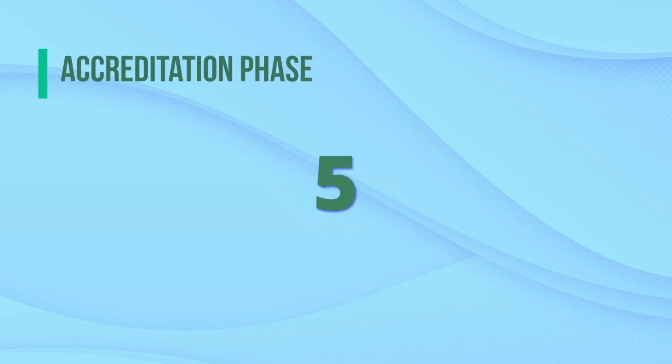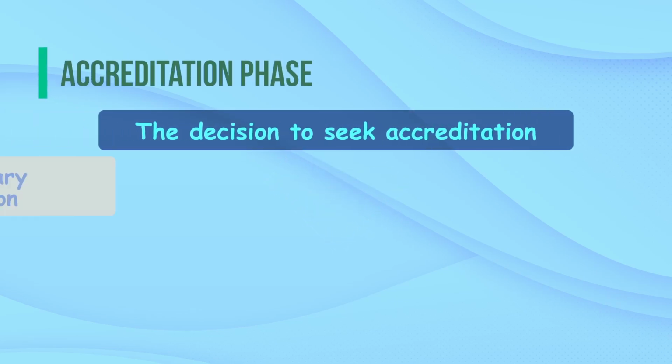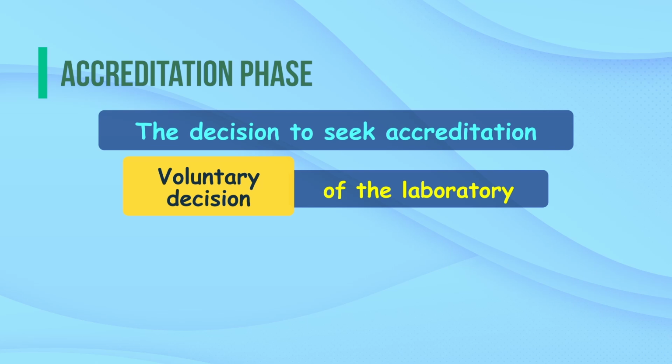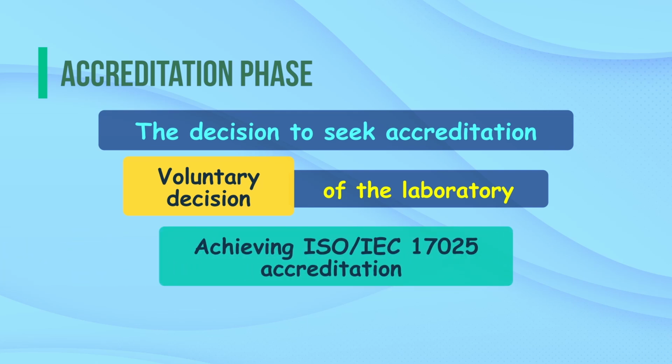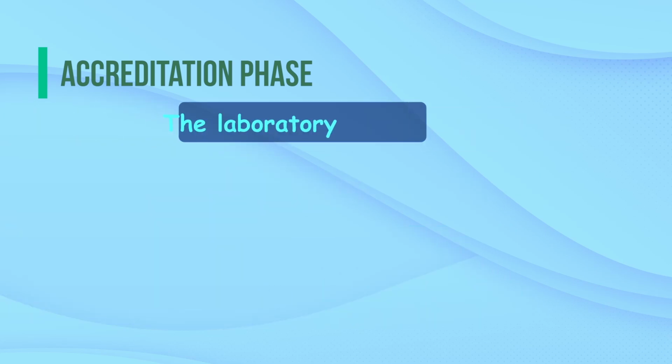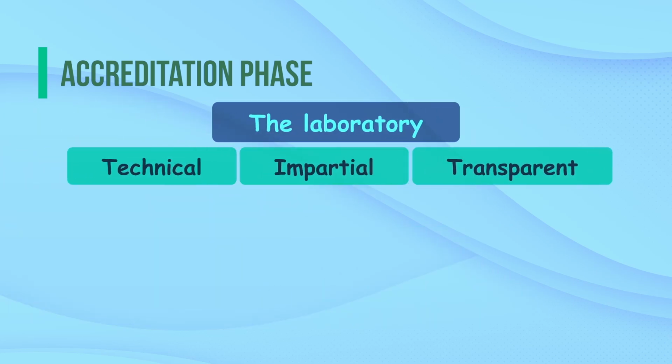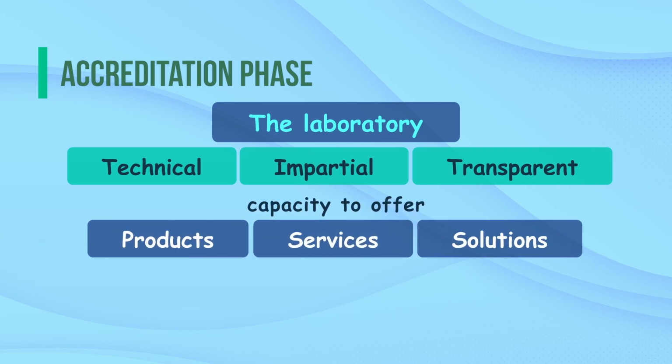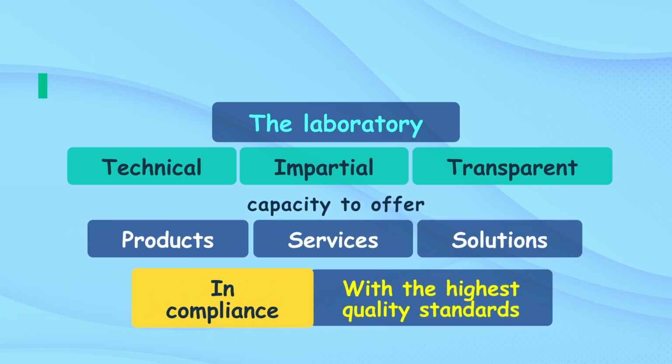5. Accreditation phase. The decision to seek accreditation is a voluntary decision of the laboratory, which strengthens and adds value to the brand name and recognition. Achieving ISO/IEC 17025 accreditation is a significant accomplishment that highlights the laboratory's commitment to meeting regulatory, client, and stakeholder requirements. In this phase, the laboratory demonstrates its technical, impartial, and transparent capacity to offer products, services, and solutions in compliance with the highest quality standards.